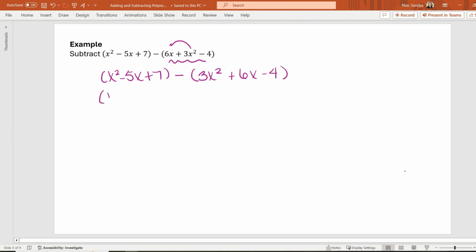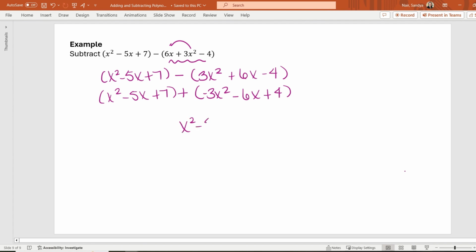Now, since it's subtraction, I'm going to go ahead and rewrite it. And what I'm going to do is I'm going to switch this to an addition, and then I'm going to switch every single sign on my second polynomial to the opposite. Okay, make sure that you're switching every single sign. Don't forget any of the terms.